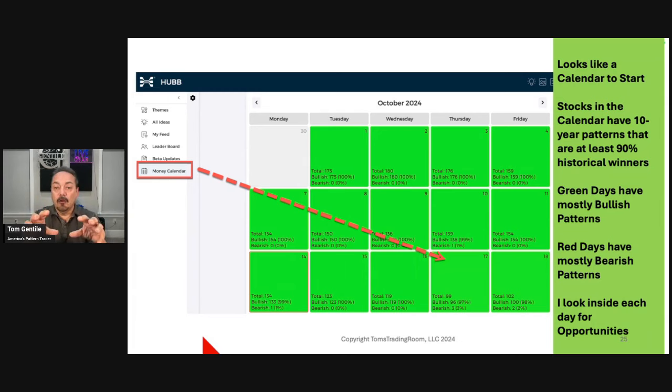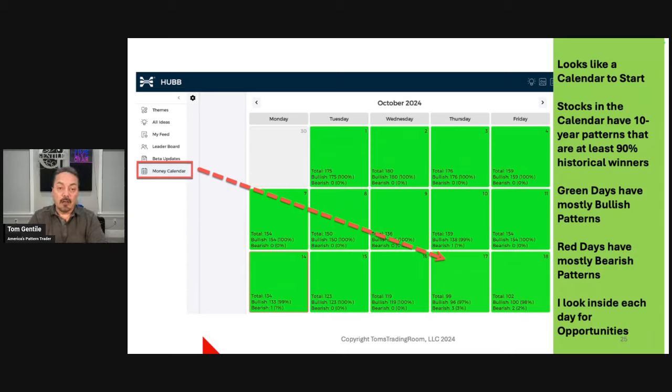And what the money calendar does is it takes millions of data points on hundreds of stocks, and it sifts through those, and it's looking for the best patterns that have a start date of now and a future date somewhere in the future. Give or take, I say between 20 and 40 days is what I really like to look for. So looks like a calendar to start. And I take those 10-year patterns, and the only way it ends up on this calendar is if it has a 90% or better pattern of historical success.